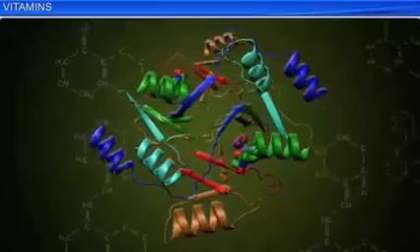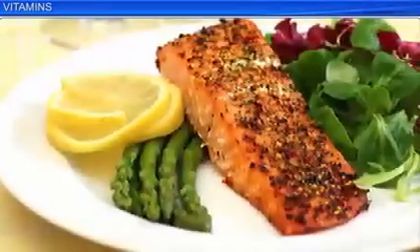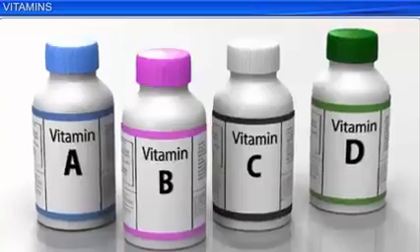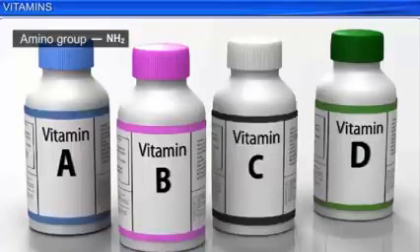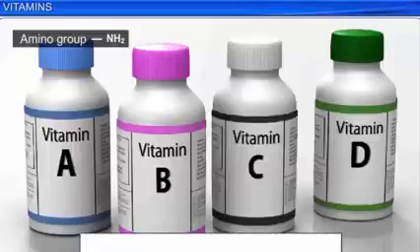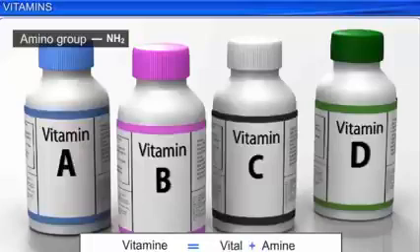The organic substances that we need in small amounts in our diet and whose deficiency leads to specific diseases are called vitamins. When vitamins were first identified, they were found to have amino groups. Thus, the word vitamin originated from vital plus amine. However, nowadays, most known vitamins don't necessarily contain amino groups. Hence, the word vitamine has been replaced by vitamin.